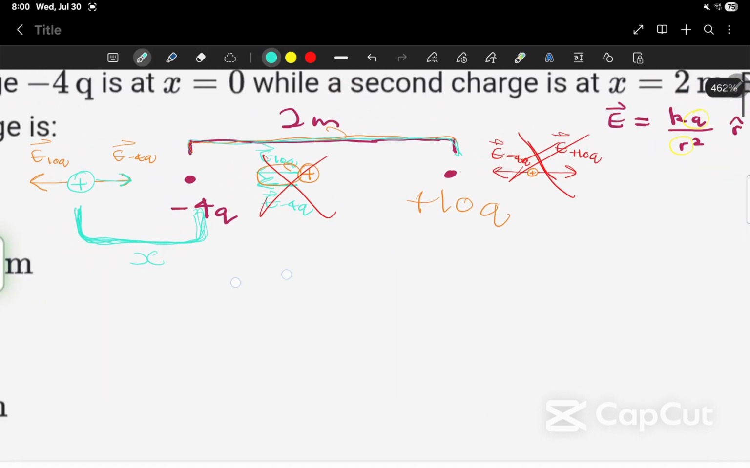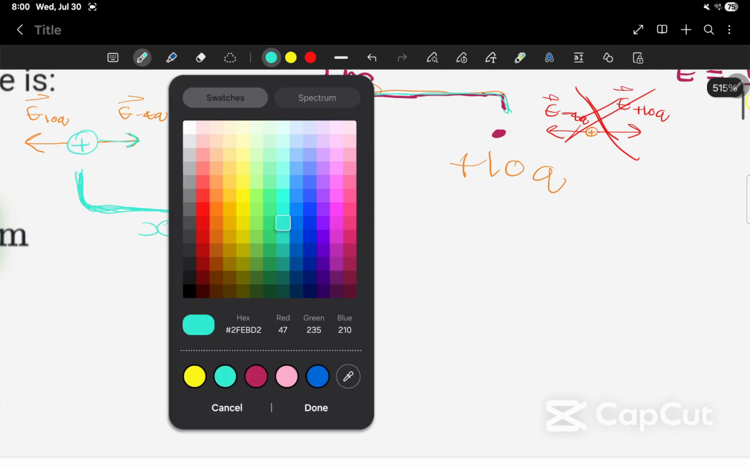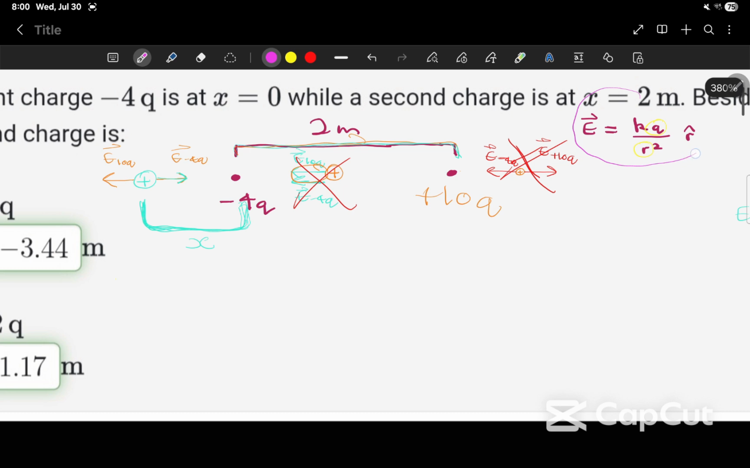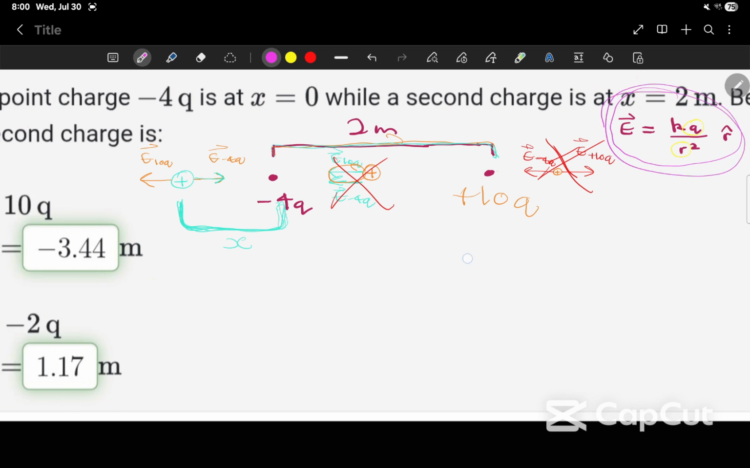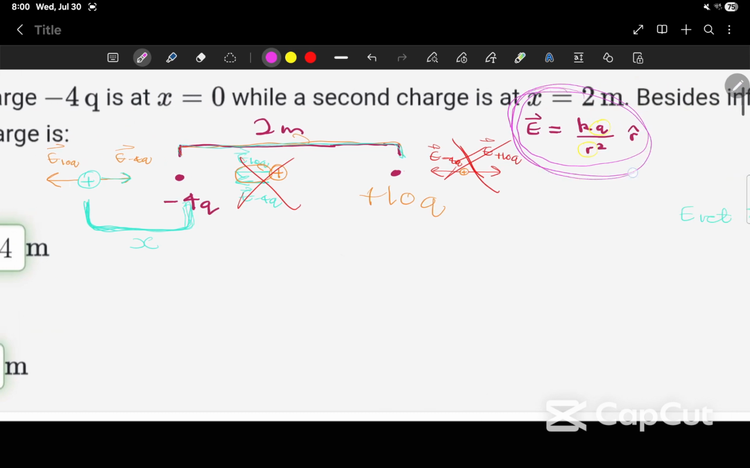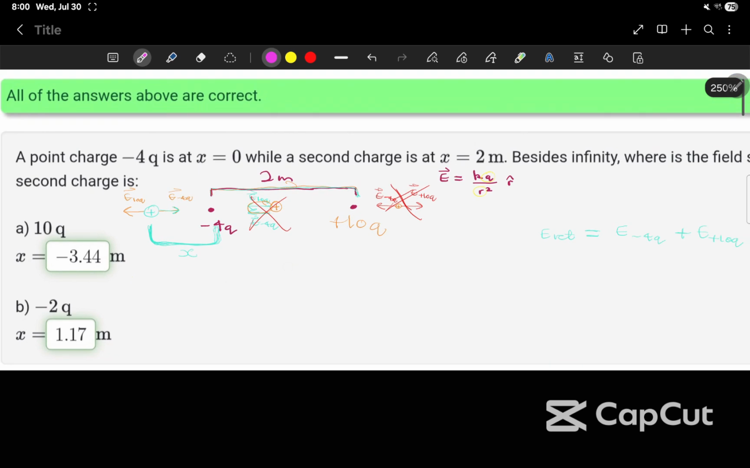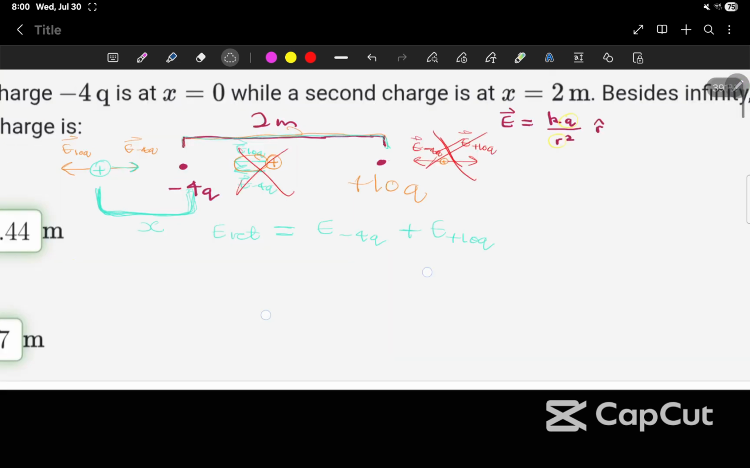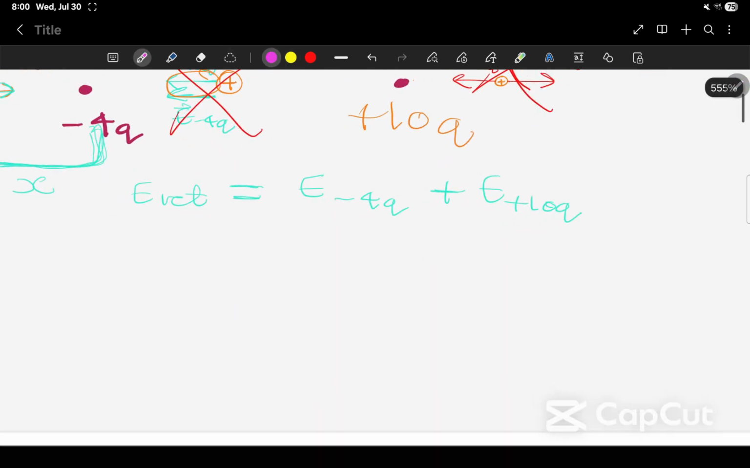Now, solving the rest of part A is very simple. You just take this equation and you only use it in scalar form. So like I mentioned before, the net electric field here, you start with this equation. The net electric field has to be 0, and then we start plugging in values.